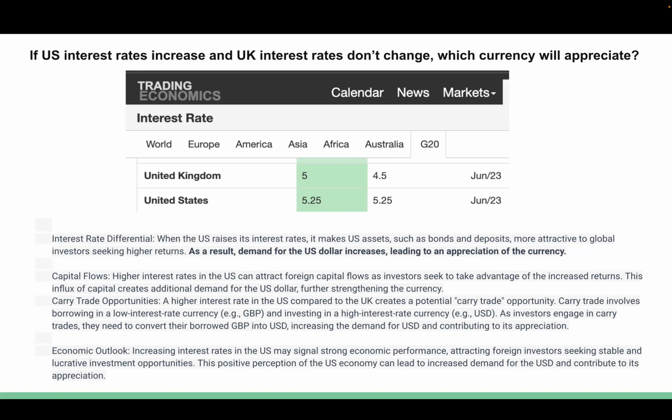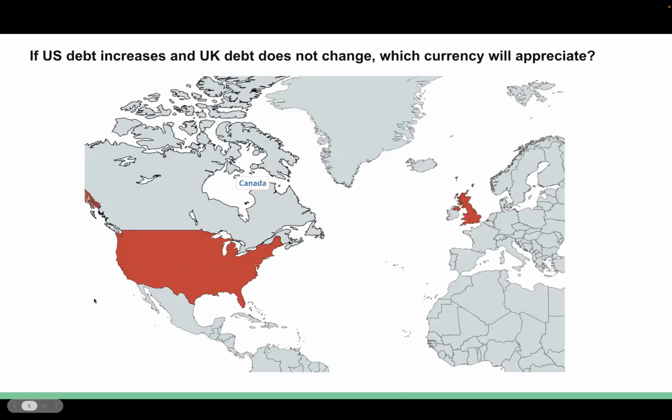But it's not as simple as that. High interest rates are one factor of many factors that determine the actual exchange rate. But if you isolate it, just looking at that one of many factors, that's how interest rates impact it. What about debt levels?